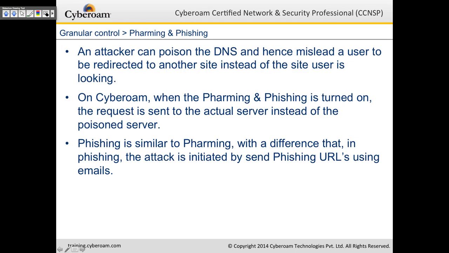So let's have a look at what Cyberoam provides in phishing and pharming. An attacker can poison the DNS and hence mislead a user to be redirected to another site instead of the original site. That's a kind of DNS poisoning, or in other terms you can call it a pharming attack. On Cyberoam, when pharming protection is turned on, the request is sent to the actual server instead of the poison server.